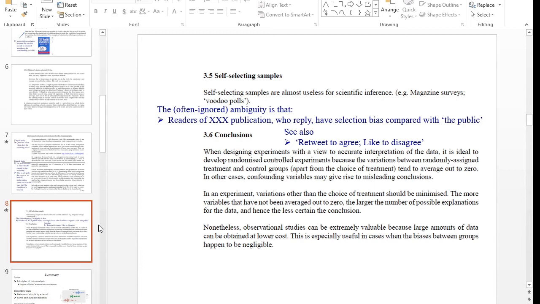Nonetheless, observational studies are what we're stuck with in most cases. They're valuable because we can often get large amounts of data at low cost. You just have to be aware that they are full of problems and hazards of interpretation, and we've discussed plenty of them in this chapter.